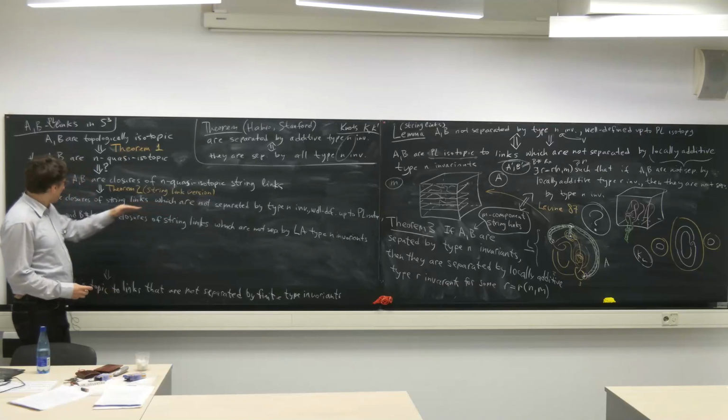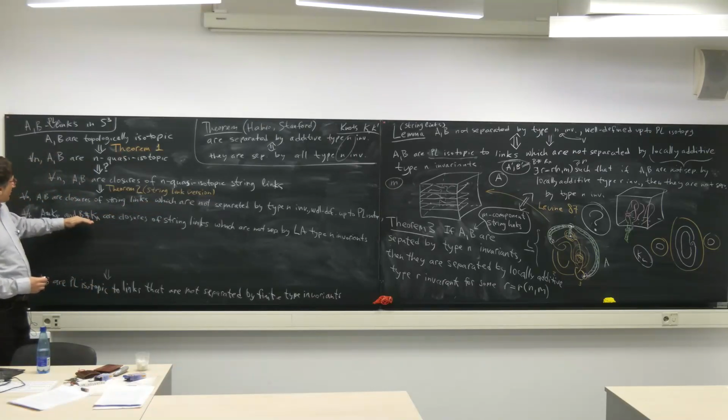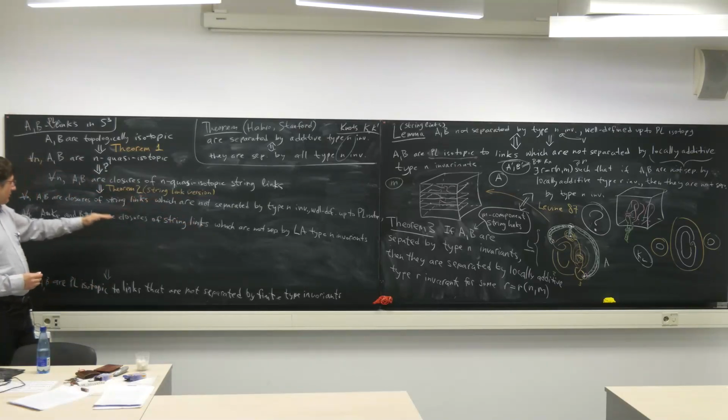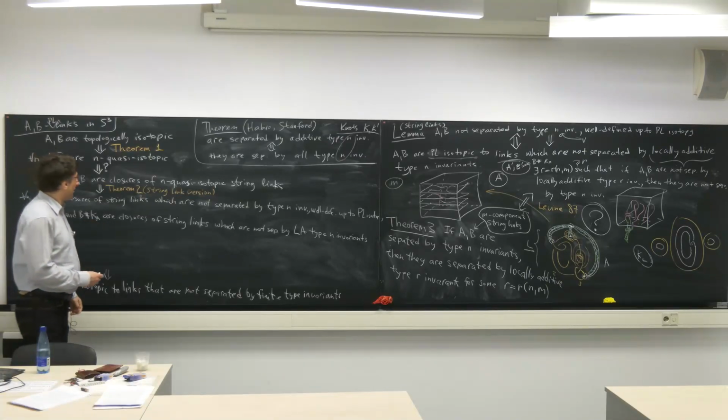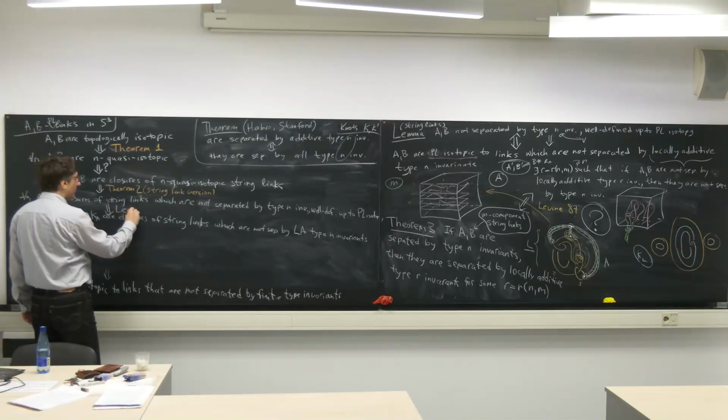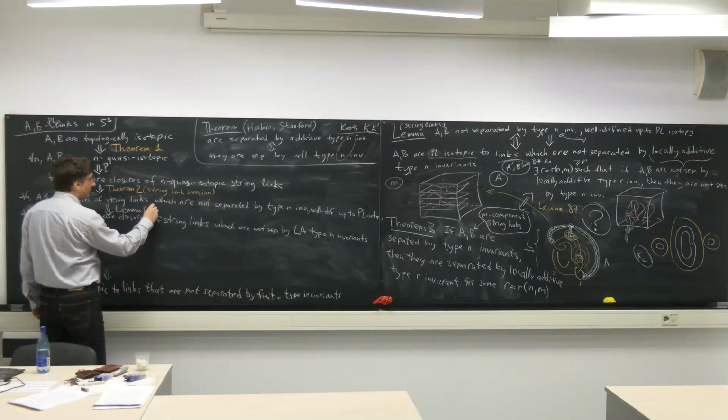So actually I should make this construction, A connected sum with Kb and B connected sum with Ka, for string links. But then I'm taking the closures, and you can easily see that the result is the same construction. So I can write it here. Okay, so this was the lemma, string link version.